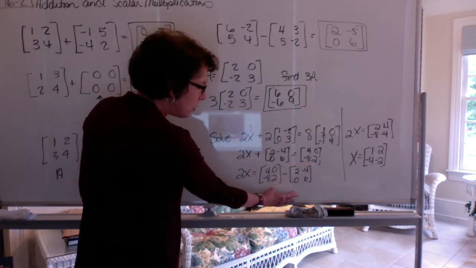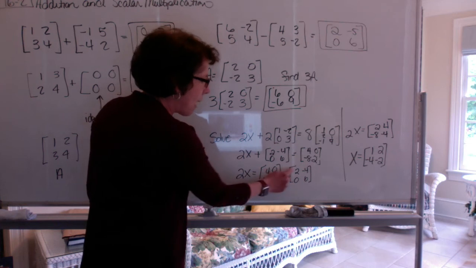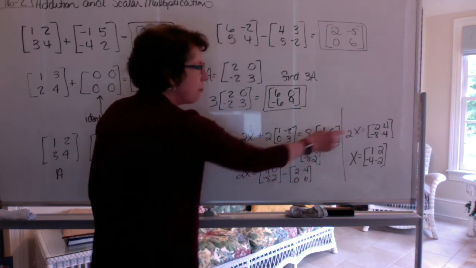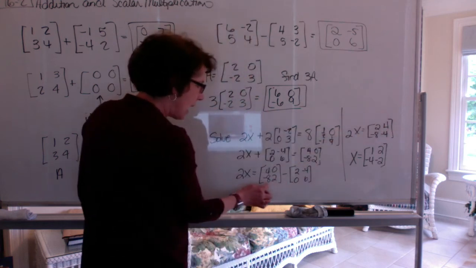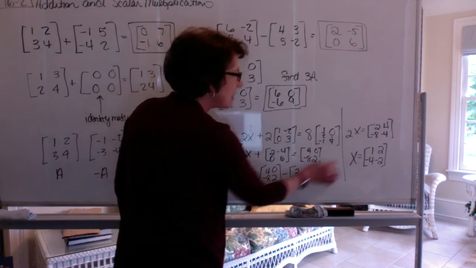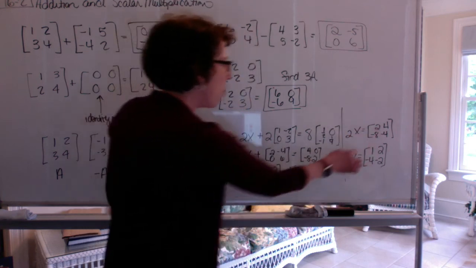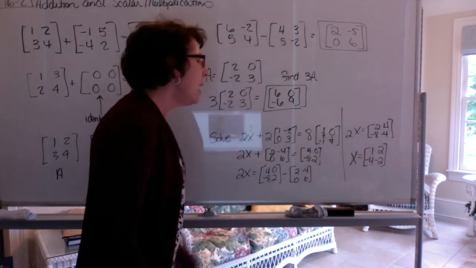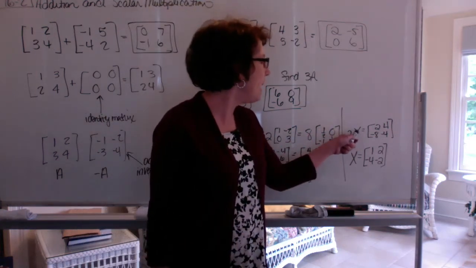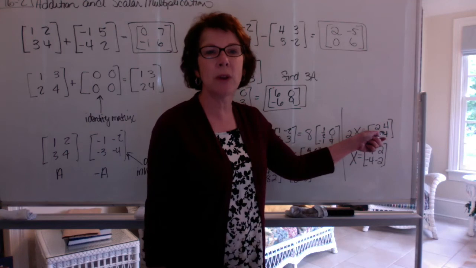So what do I do here? I have subtraction. 4 minus 2 is 2, my work goes over here too. 0 minus -4 is 4. -8 minus 0 is -8. 2 minus 6 is -4. Okay. Now, my last step, I have 2 times what matrix would equal this matrix?